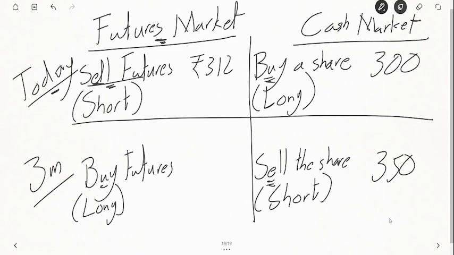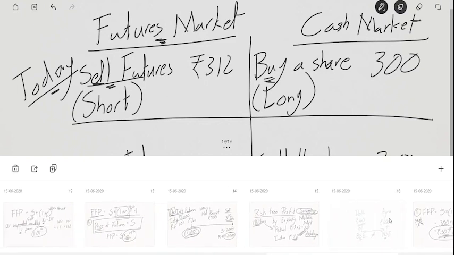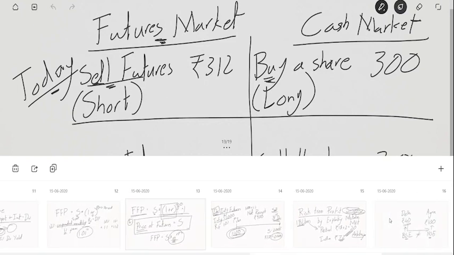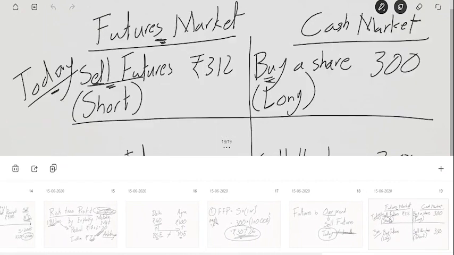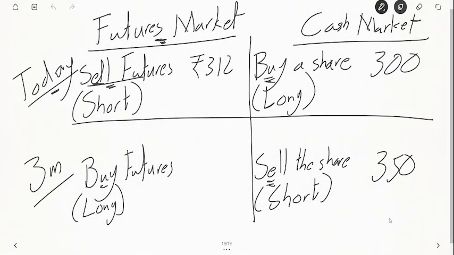After 3 months, what is the price of futures? We learnt a very important rule that on the due date, the price of futures and the price of the underlying asset will be the same. If the share price is 350, the futures price also, after 3 months on the due date, will be 350. Before the due date that may not be the case, but on the due date, they will be the same.